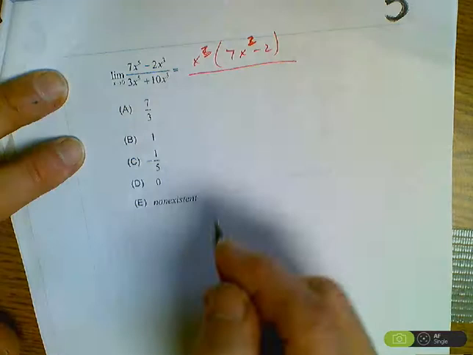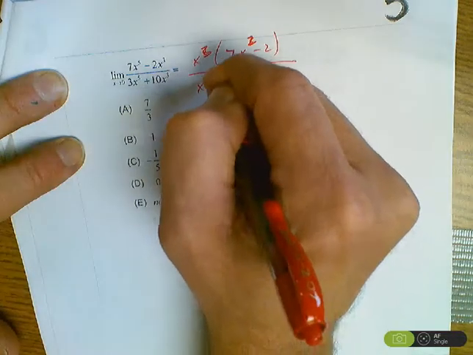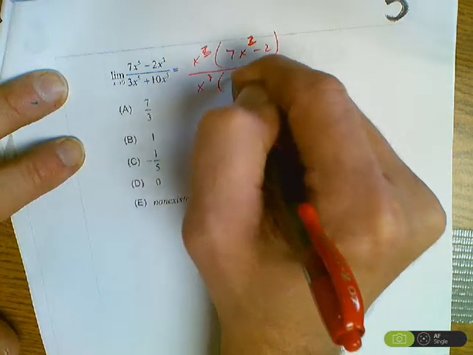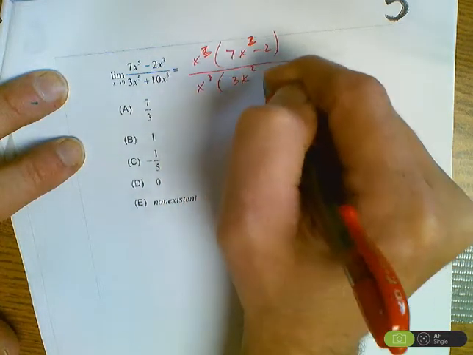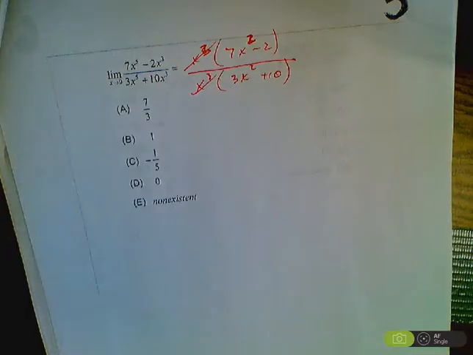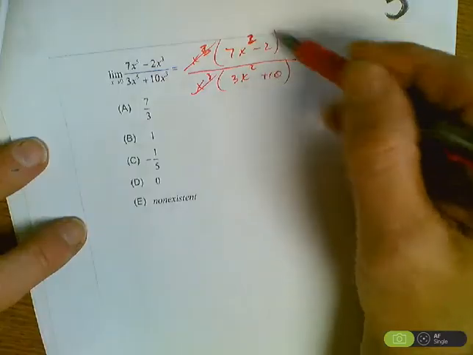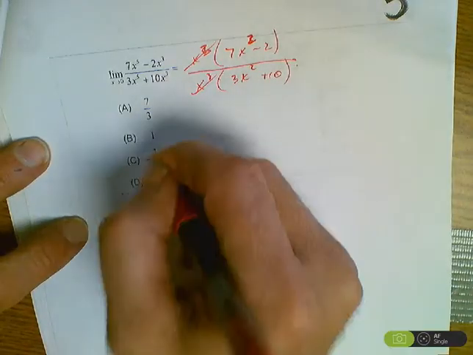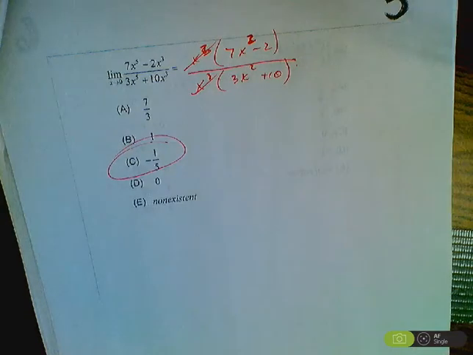Then downstairs, I get an x cubed again, and I get left with 3x squared plus 10. Okay, what's it want me to do? At 0. So this is going to get rid of that. Do you see how easy I could put 0 in? It's going to be negative 2 over 10, negative 1/5, because I lose everything.